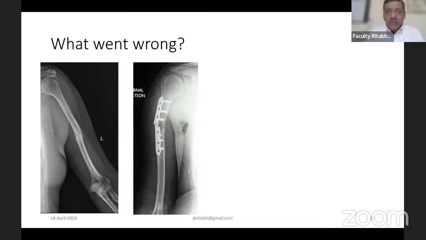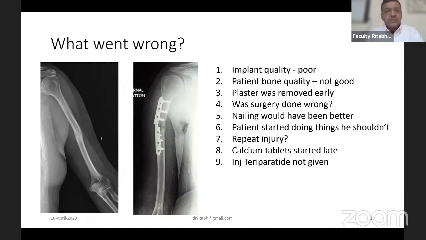So the usual reasons the patients are generally given, and this young gentleman came up with, and I made a note of all of them, are reasons which cannot be objectively explained. Implant quality poor. It is just poisoning the mind of the patient against the previous doctor. Patient bone quality is not so good. How can a 20-year-old boy's bone quality not be good? Yeah, it may not be good if you were taking steroids for some other ailment, but that was not the case.